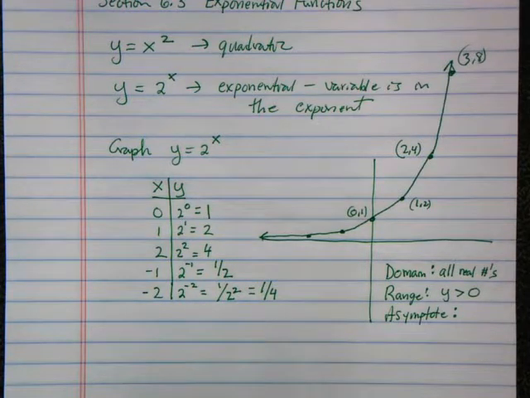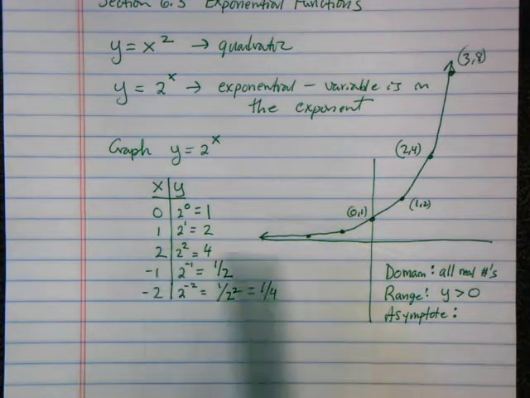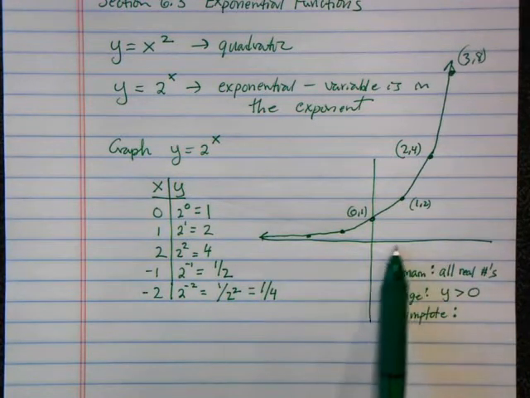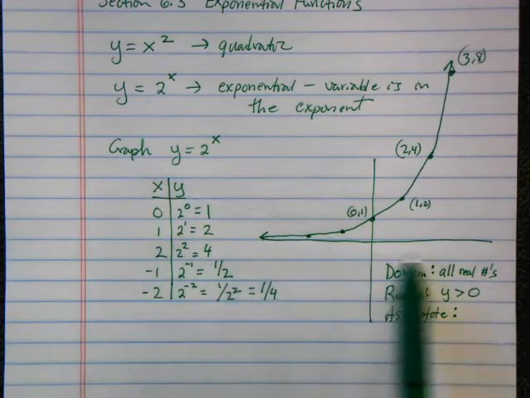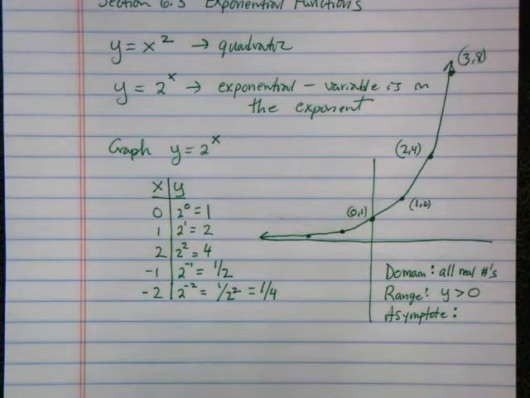And then what's the asymptote? The asymptote is the line that the graph is getting really, really close to. Well, this graph is getting really, really close to the x-axis. How do you write the equation for the x-axis?